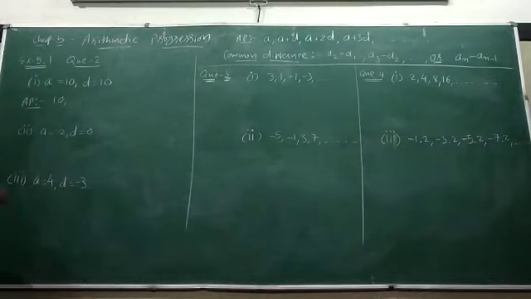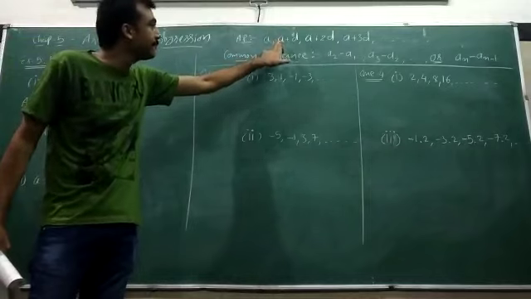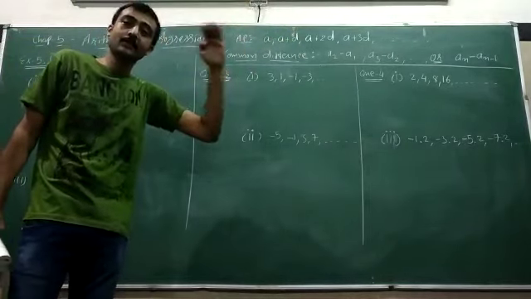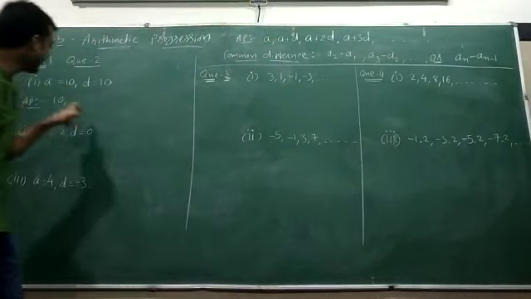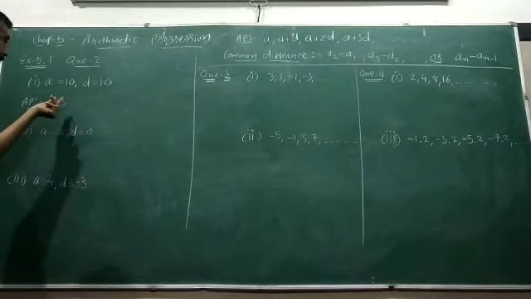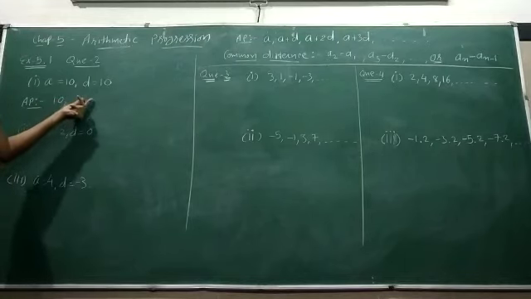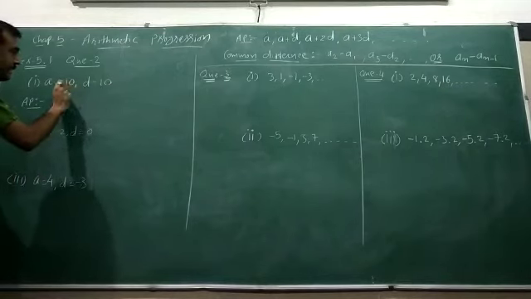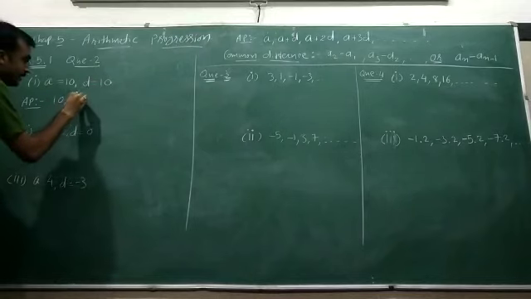Now, what will be the second term? The second term will be A plus D. That means you have to add the common difference to the preceding term. So the first term is 10, and the second term is the preceding term plus common difference D. Here A is equal to 10 and D is equal to 10, so A plus D will be 20.